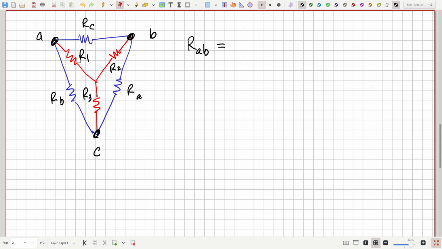Well, let's see. What is the resistance between A and B in the Y configuration? That's the red resistors. We'd have a path through R1 and R2, so it would be R1 plus R2. There's no path from C to B, or A to C directly, so the current would just flow like so. Great. How about in the delta configuration? Now we would have a path from A to B, which would be RC, but that would be in parallel with another path that goes from A to C to B. So that would be RA plus RB. So they would be in parallel.